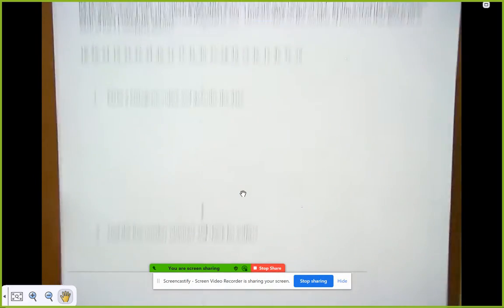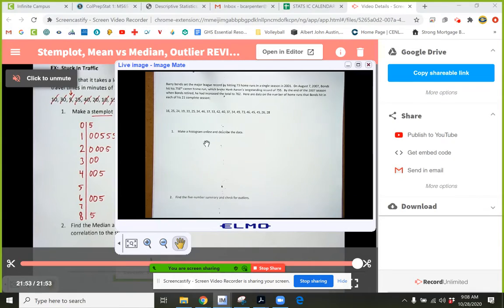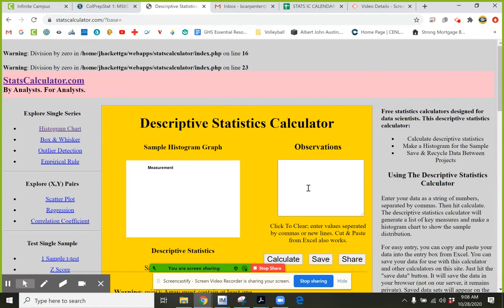Okay, so what we're going to do is we are going to take this data, and if you go to the online statistics website calculator and you start entering in data, I'll do this for you. So 16, 25, 24, 19, 33, 25, 34, 46, 37, 33, 42, 40, 37, 34, 49, 73, 46, 45, 45, 26, and 28.